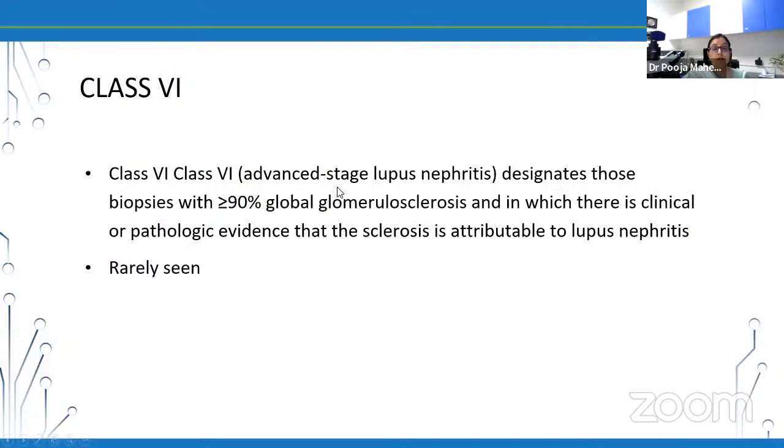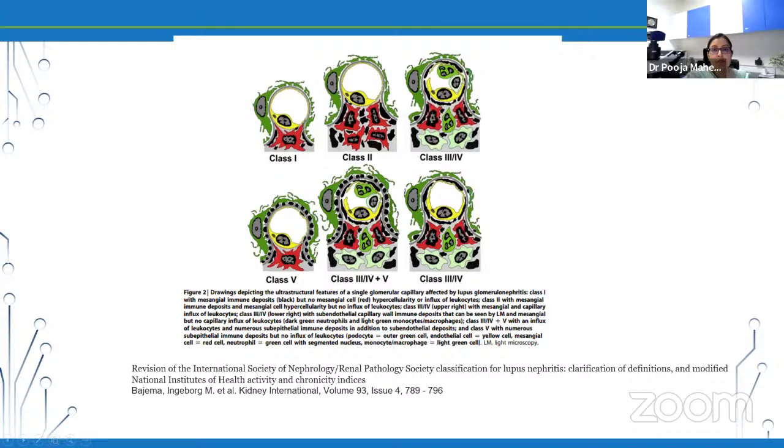Class 6, that is advanced stage lupus nephritis, designates those biopsies with more than 90% global glomerulosclerosis, in which there is clinical or pathological evidence that the sclerosis is attributable to lupus nephritis. That is important. And it is also rarely seen in clinical practice. So this is a beautiful diagram.